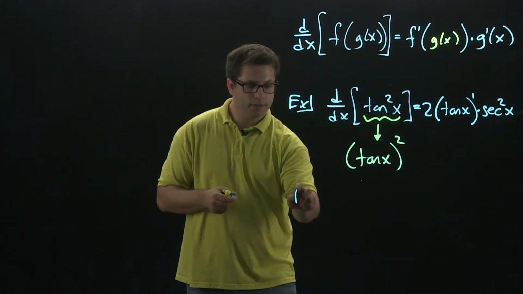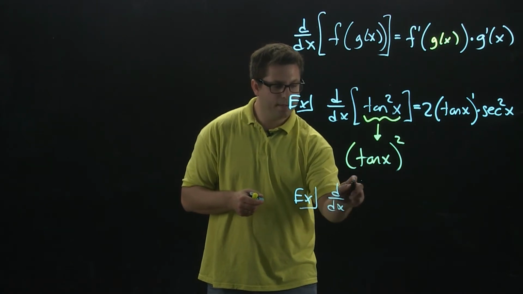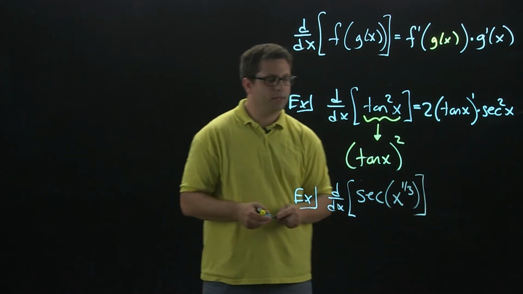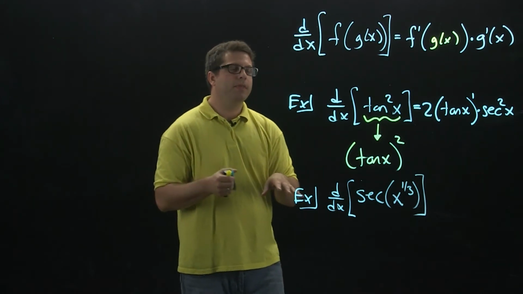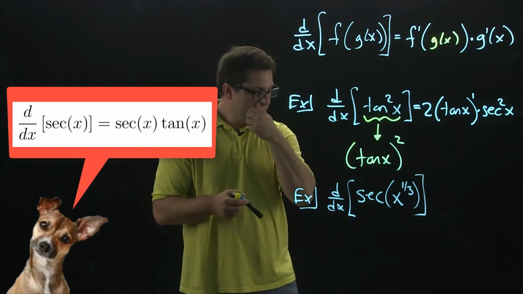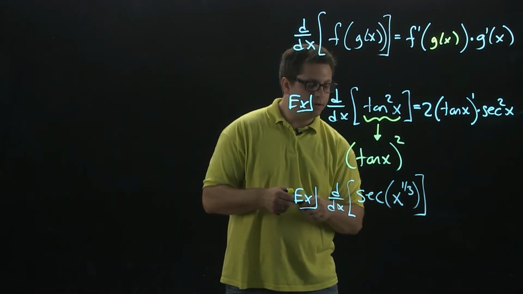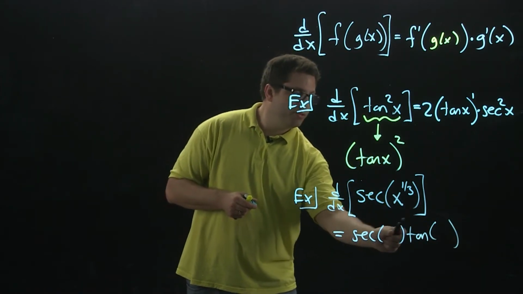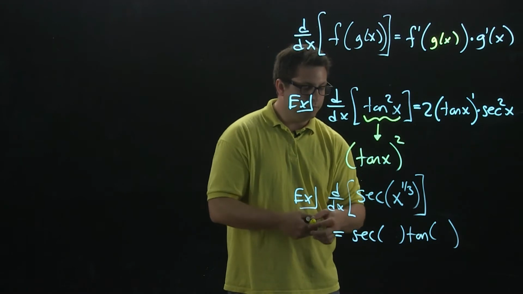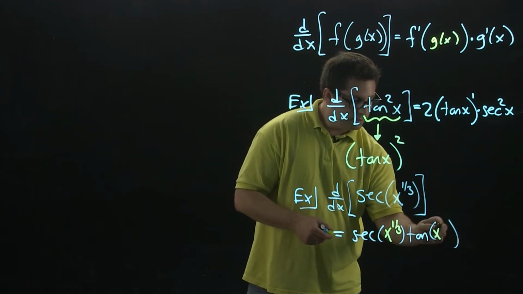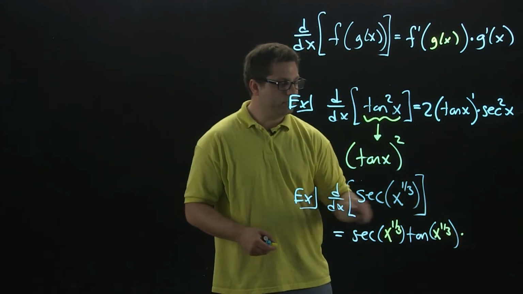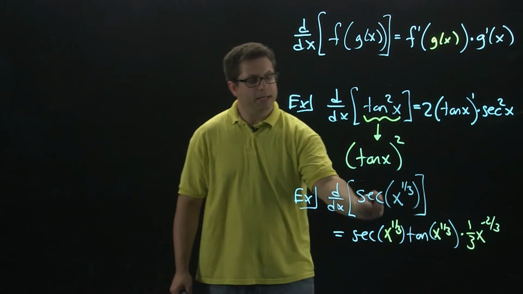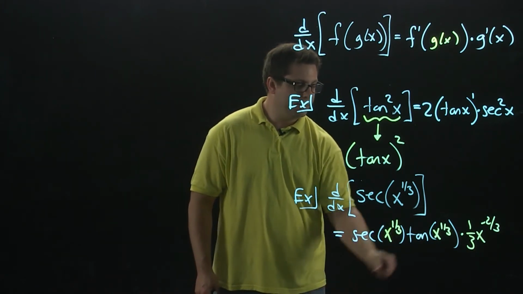All right, let's try another example. The derivative of secant of x to the 1/3 power. Now here, we know that the derivative of secant is secant x tangent x. When the inside is another function, you're still going to write secant tangent, leave parentheses on both of them, and that's the derivative of secant. You are then going to rewrite the inside function and leave it alone, like that. And then you're going to multiply by the derivative of x to the 1/3, which is 1/3 x to the negative 2/3. A big mistake on these is people forget to put the x to the 1/3 with the secant, and they only do it with the tangent.